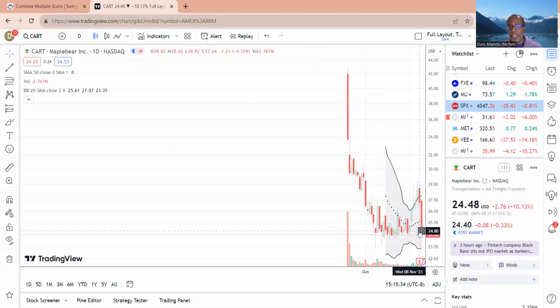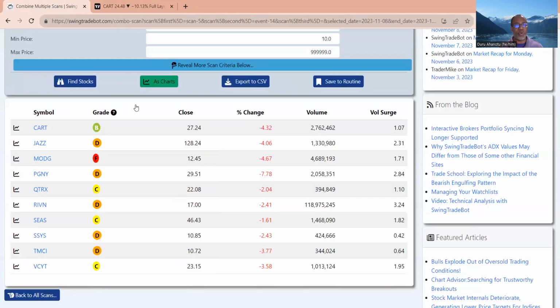And this gap up was very small, but it still was a powerful indicator of the bad move today, which was a 10% drop. Pretty bad. And let's take a look at one more for the bearish.